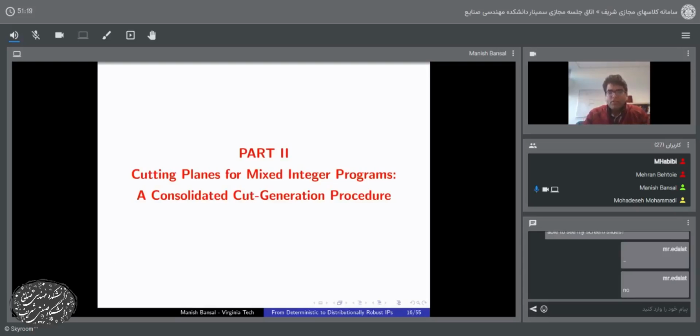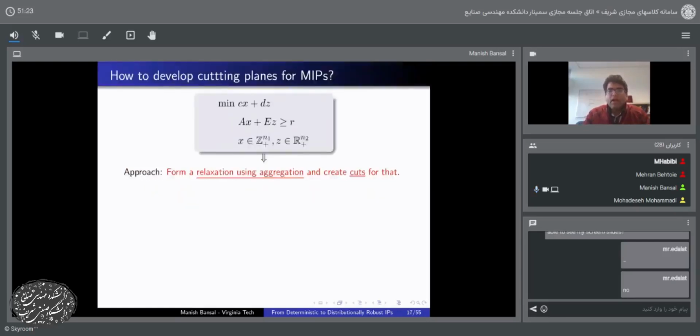So let's discuss some cutting planes for mixed integer programs. Like we discussed before, cutting planes are important, but how to develop these cutting planes for mixed integer program? So here is a mixed integer program where we have two sets of decisions. One is x, which are all non-negative integer variables, and we have z, which are non-negative continuous variables. And we have a set of constraints, Ax plus Ez greater than or equal to r.